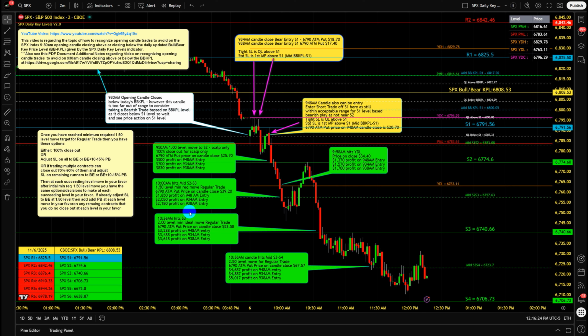Again, these are all based on one contract. So if you are trading multiple contracts, then you would multiply these figures times the amount of contracts that you were trading. And of course, also keep in mind that if you scaled out, then you would take the profit on the ones that you scaled out at the levels you scaled out, and then you would only have the additional profit on any remaining runners that you had at each succeeding level.